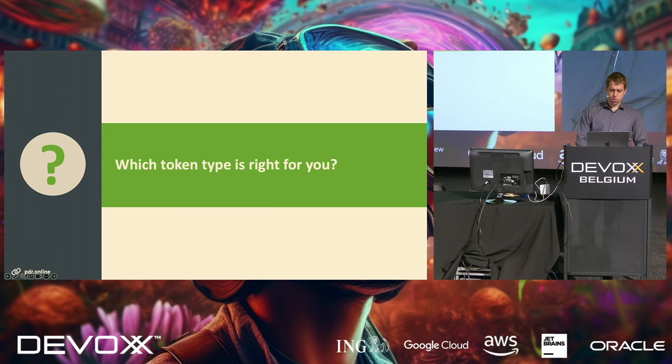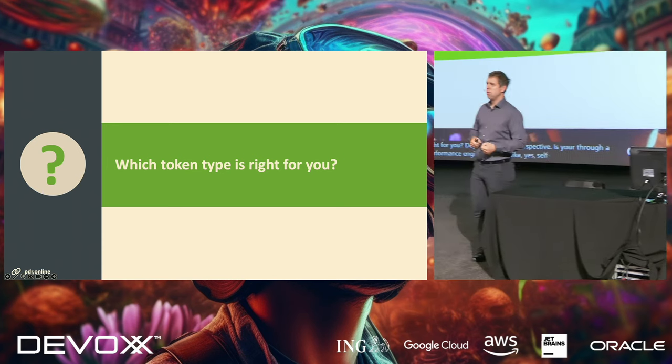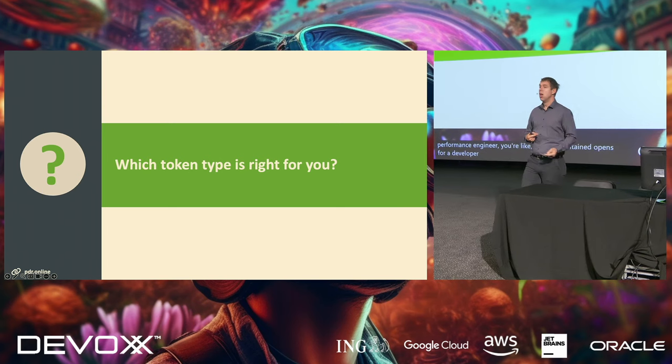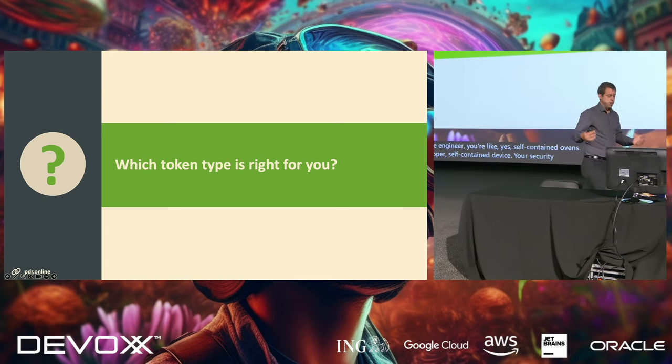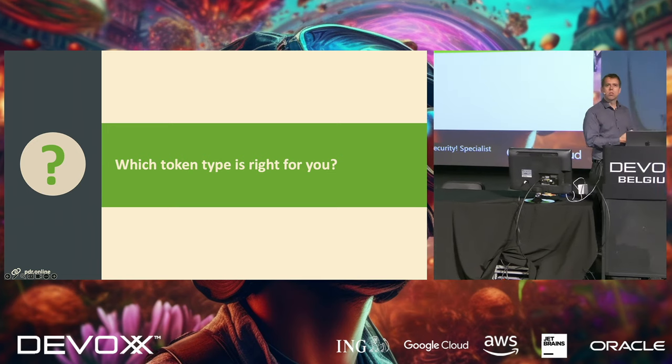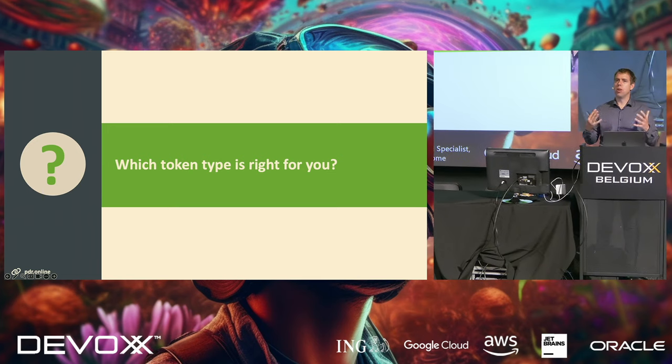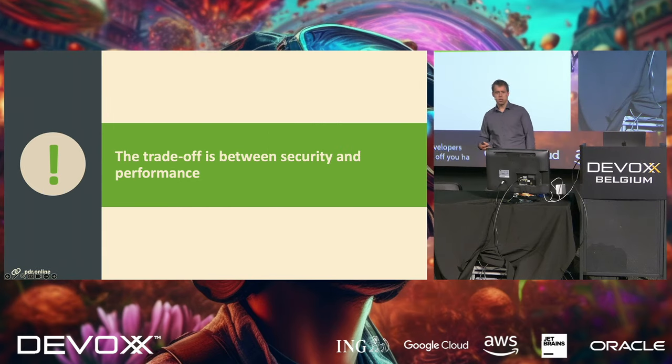All right, which token type is right for you? Depends on your perspective. If you're a performance engineer, you're like, yes, self-contained tokens. If you're a developer, self-contained tokens. If you're a security specialist, you're going to be like, ooh, reference tokens look pretty awesome because they have great security properties. Your developers will probably dislike you very much, but that's the trade-off you have to make, security versus performance. In reality, it's not that complicated.